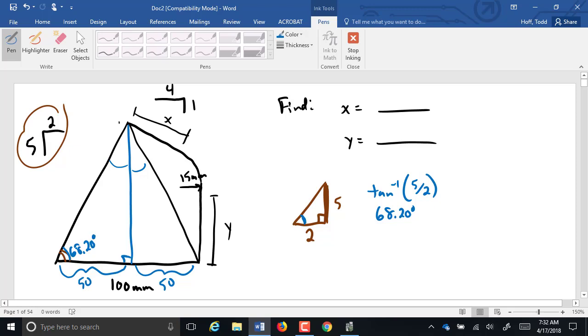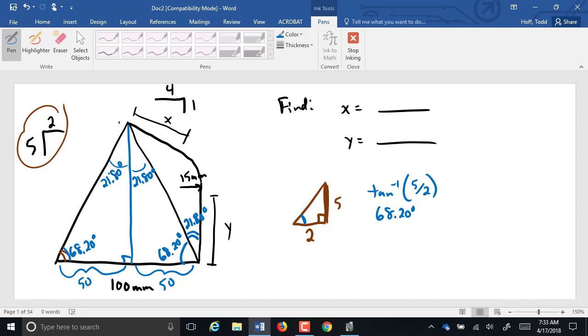Of course, this is also 68.20 degrees, making this angle right here 21.80 degrees, making this angle right here 21.80 degrees, and this one 21.80 degrees. No, it's flat. This is flat.